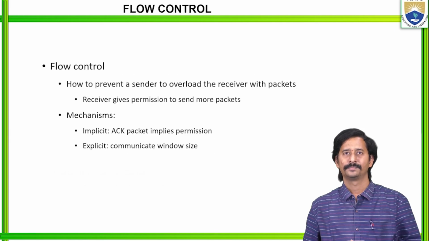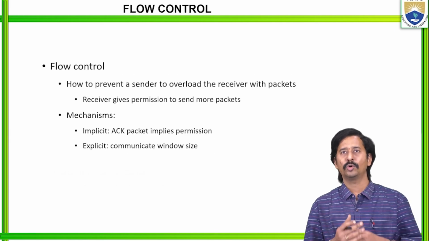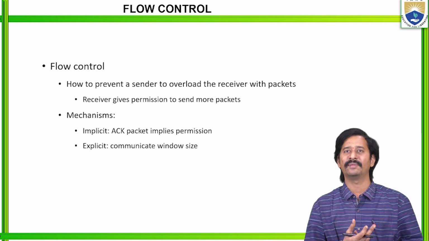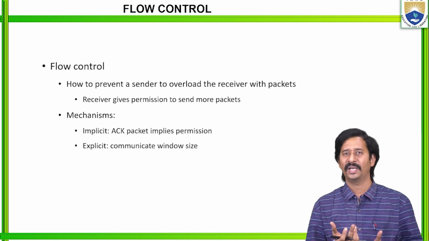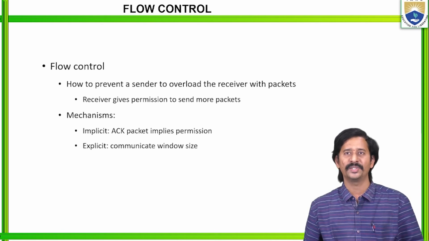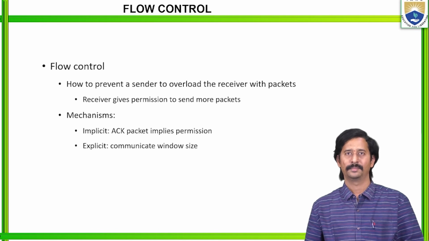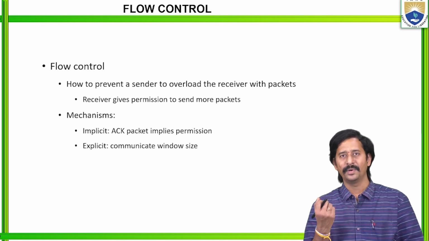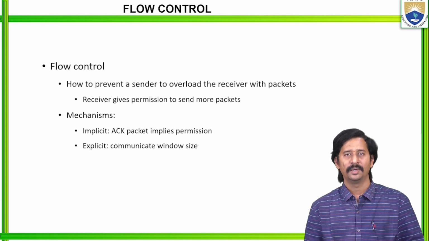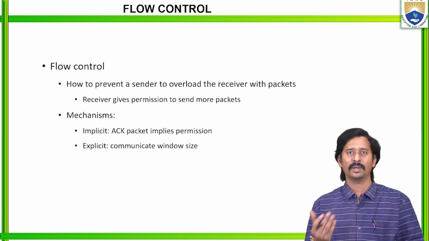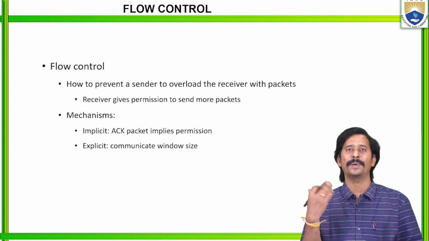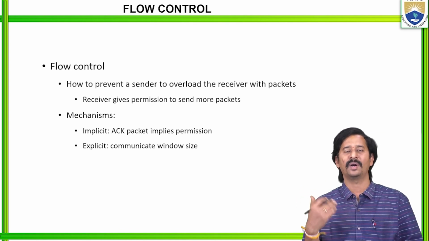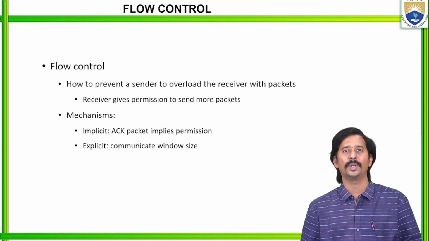Right? Then flow control. We know how to prevent a sender from overloading the receiver with packets. By default, the receiver gives some permission to send more packets. That means if the receiver is capable of receiving all the data packets within the stipulated time, then automatically the receiver gives permission to send more packets. Okay, I am ready. I am capable of receiving whatever data packets you send.